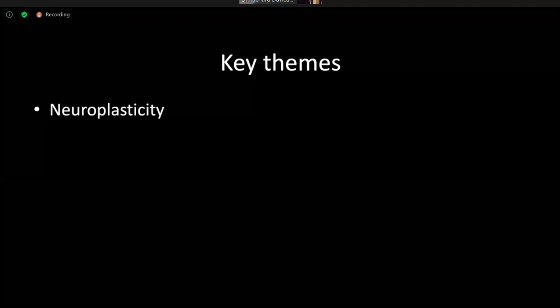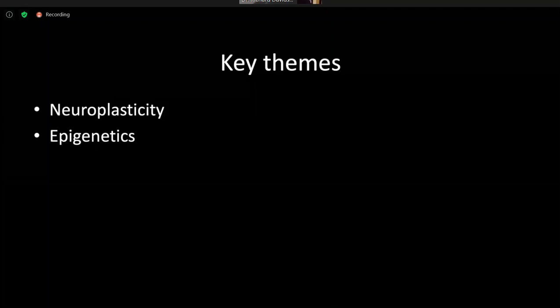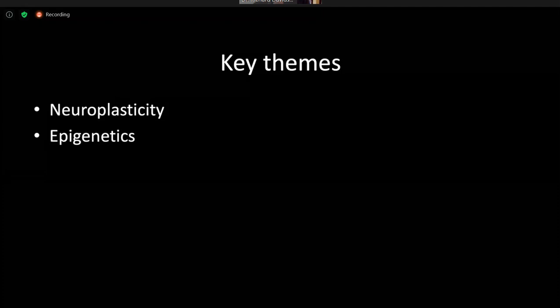The second theme is epigenetics, which is the equivalent of neuroplasticity in the realm of genomics. And epigenetics simply refers to the fact that our genes are constantly being regulated. So we're all born with a sequence of base pairs which constitute our DNA. And that, for the most part, will not change. But the extent to which a gene is turned on or turned off will change.